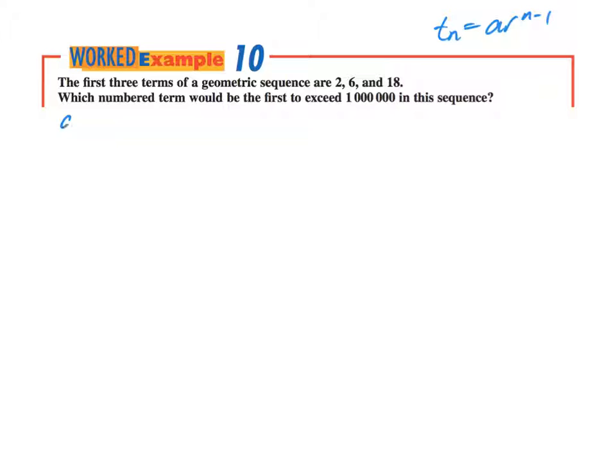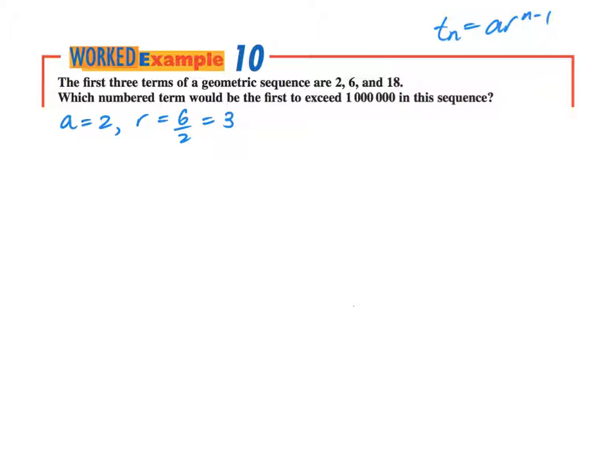So we have our a value of 2. We can also find our common ratio, which we can do using the second term divided by the first. This gives us 3. And from here, we want to find an n value that will be 1 million. That n value may not be a whole number, but we can then tweak that a little bit to find out which one would be the first to exceed 1 million.